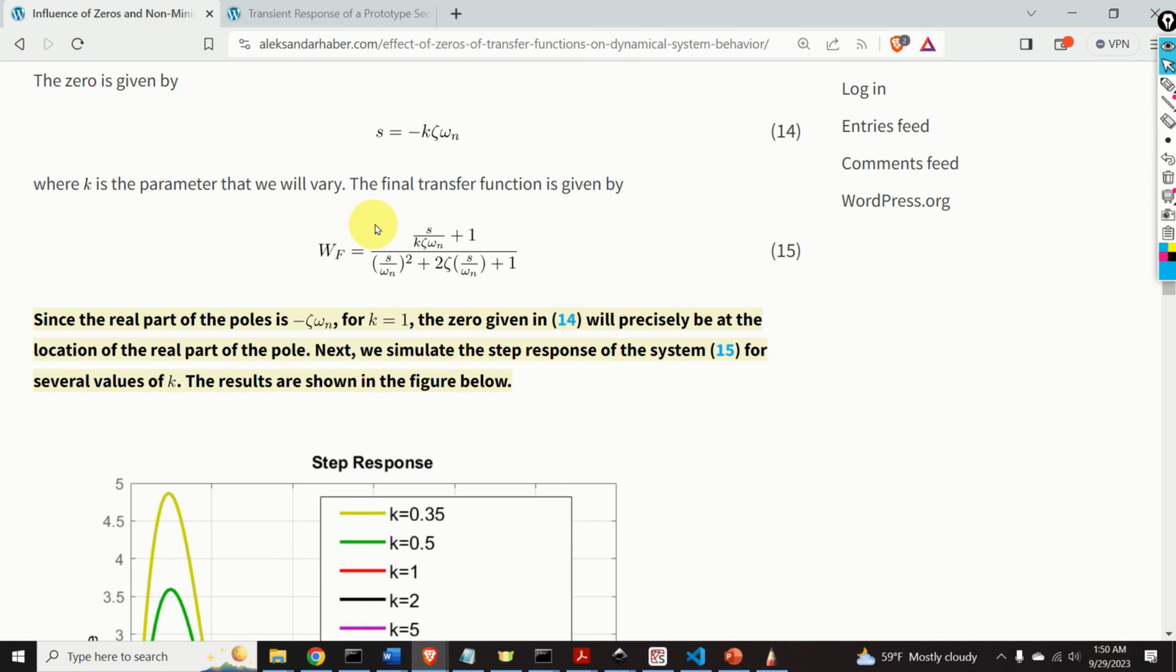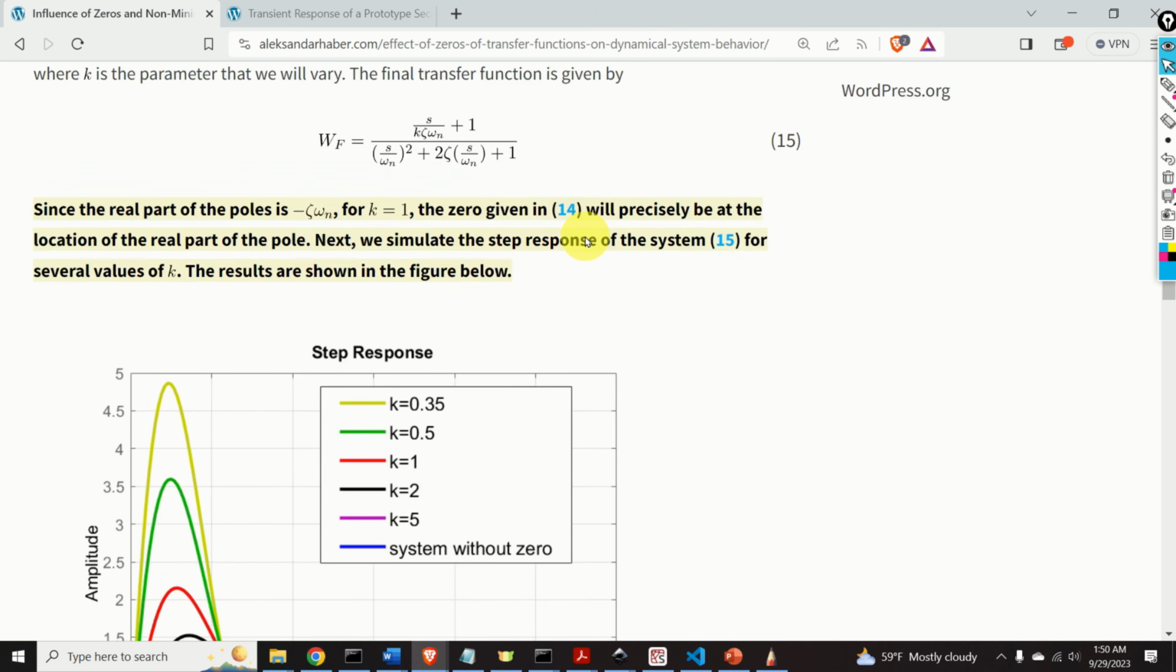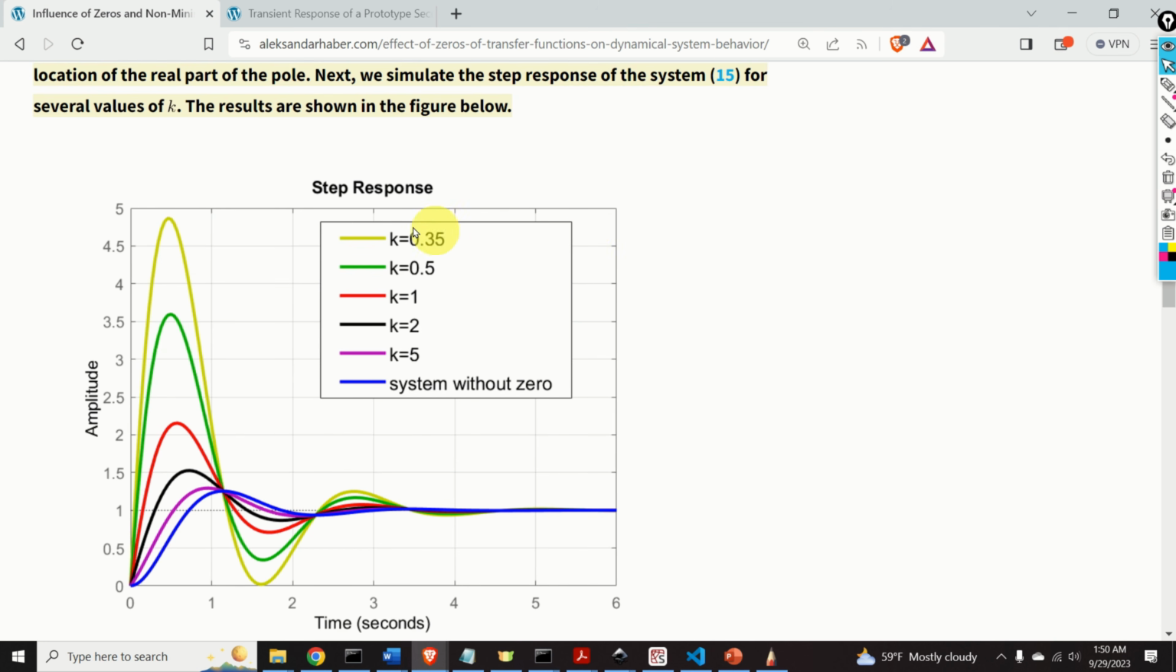Let us observe something in this transfer function. The real parts of our poles are located at minus zeta times omega n. And for k equal to 1, the zero of this transfer function will precisely be at the location of the real part of the poles. Next, let us simulate the step response of this system for different values of k. The results are shown in this graph.